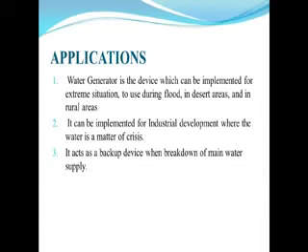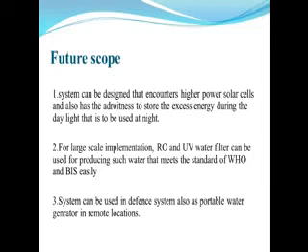It acts as a backup device when there is a breakdown of the main water supply. When there is scarcity of pure drinking water, it can act as a backup device. Future scope: a system can be designed that incorporates high power solar cells and also has the ability to store the excess energy during the daylight, to be used at night. For large scale implementation, RO and UV water filters can be used for producing water that meets the standards of WHO and BIS easily.